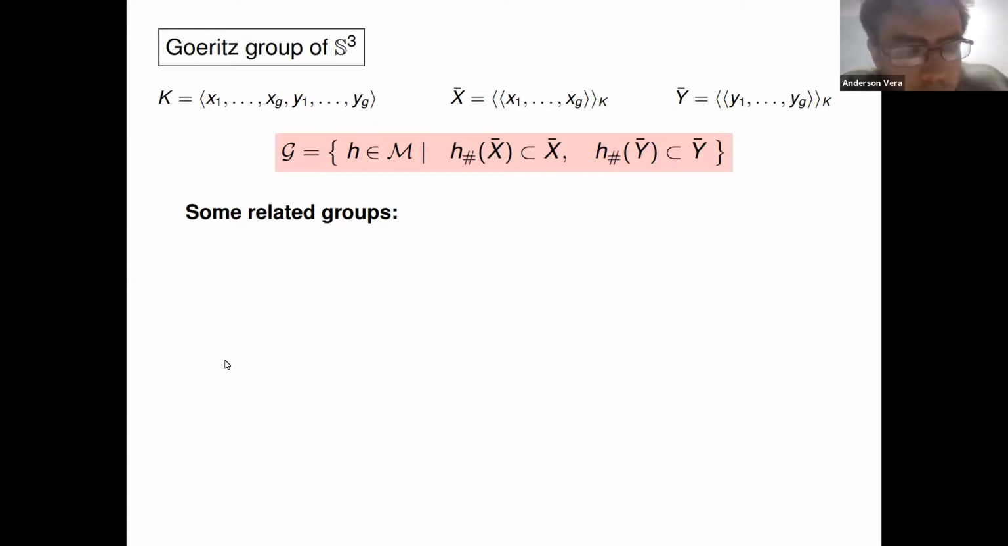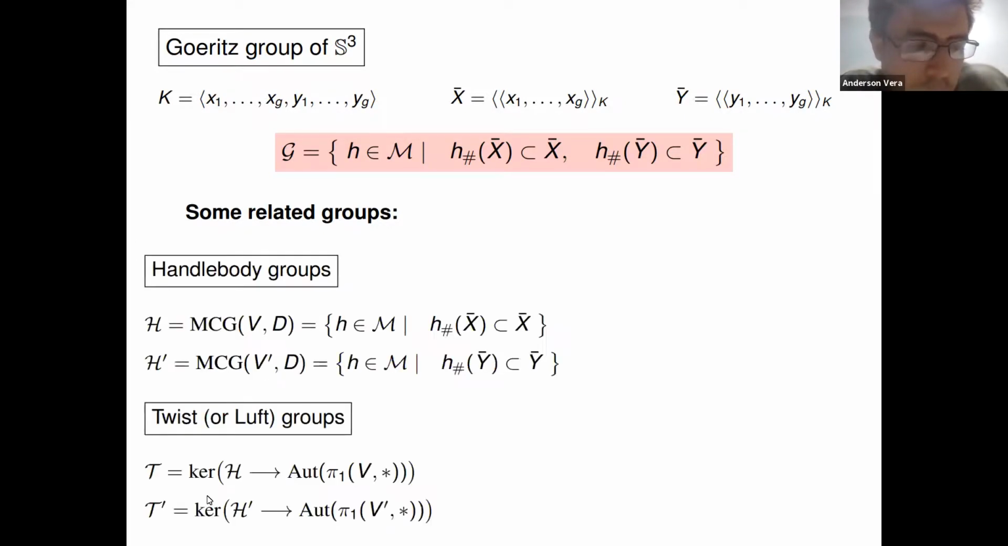And these two groups act naturally on the fundamental group of the corresponding handle bodies, and we can take the kernels of those actions. This gives us two groups, which are called the twist groups. So here we have the lattice of subgroups: the mapping class group, the two handle body groups, the two twist groups, and the Goeritz group. We know that the mapping class group and the handle body groups are finitely generated. We also know that the twist groups are not finitely generated. And for the Goeritz group, this is still an open question.